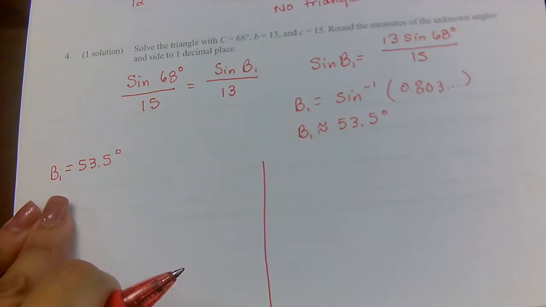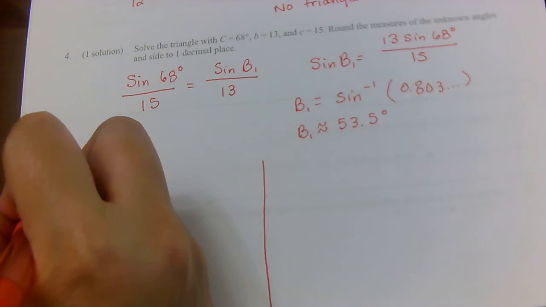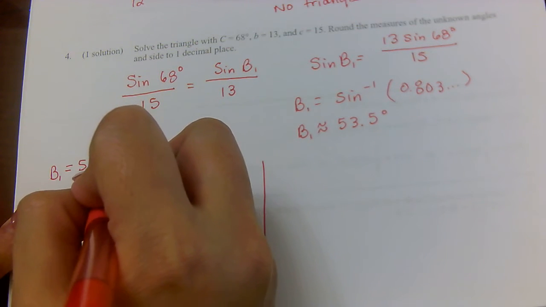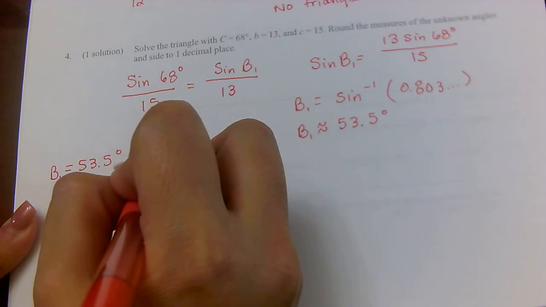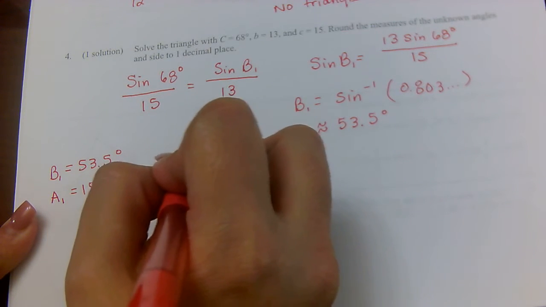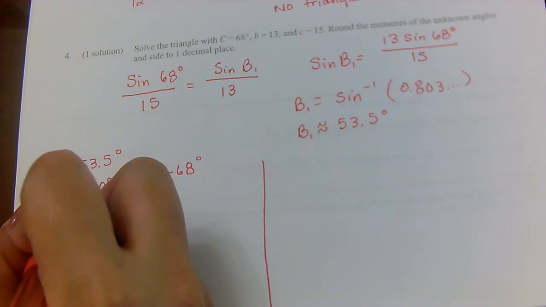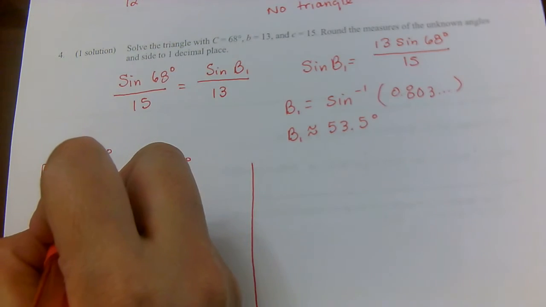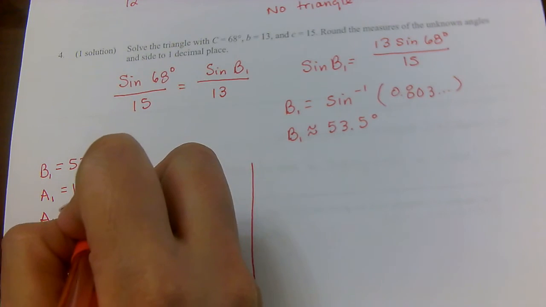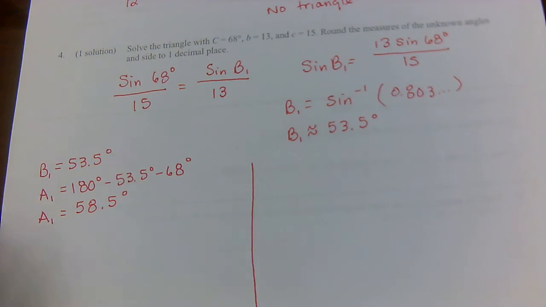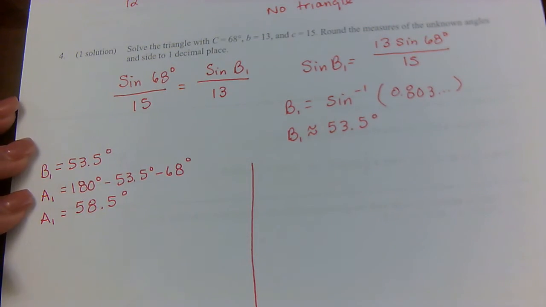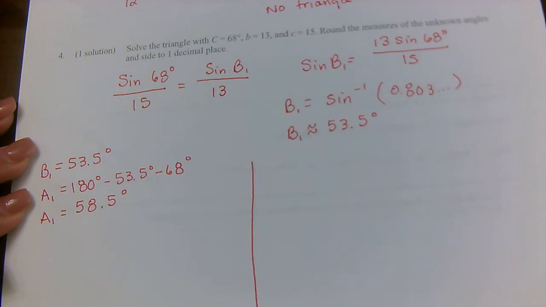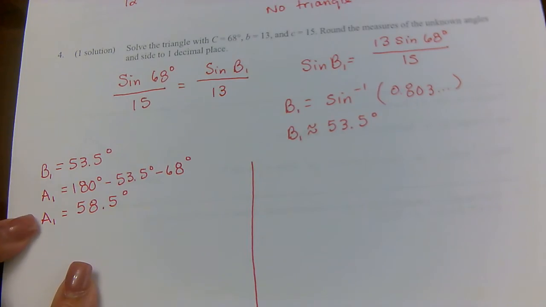If we're given C and we're given B, we can solve for A. So A1 would be equal to 180 degrees minus the 53.5 degrees minus the 68 degrees. So A1 is going to equal 58.5. Okay. So now we have all three angles and we have two of the sides. So let's go ahead and find the third side. Okay, and that would be little a.